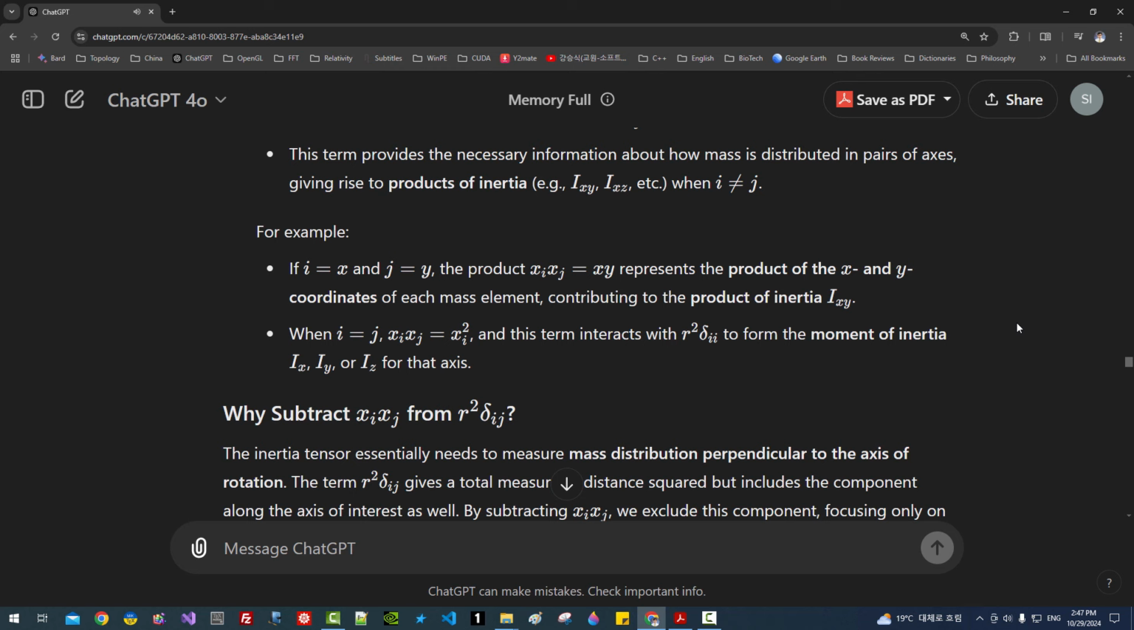For example, if i equals x and j equals y, the product xi xj equals xy, which represents the product of the x and y coordinates of each mass element, contributing to the product of inertia Ixy. When i equals j, xi xj equals xi squared, and this term interacts with r² delta_ij to form the moment of inertia Ix, Iy, or Iz for that axis.